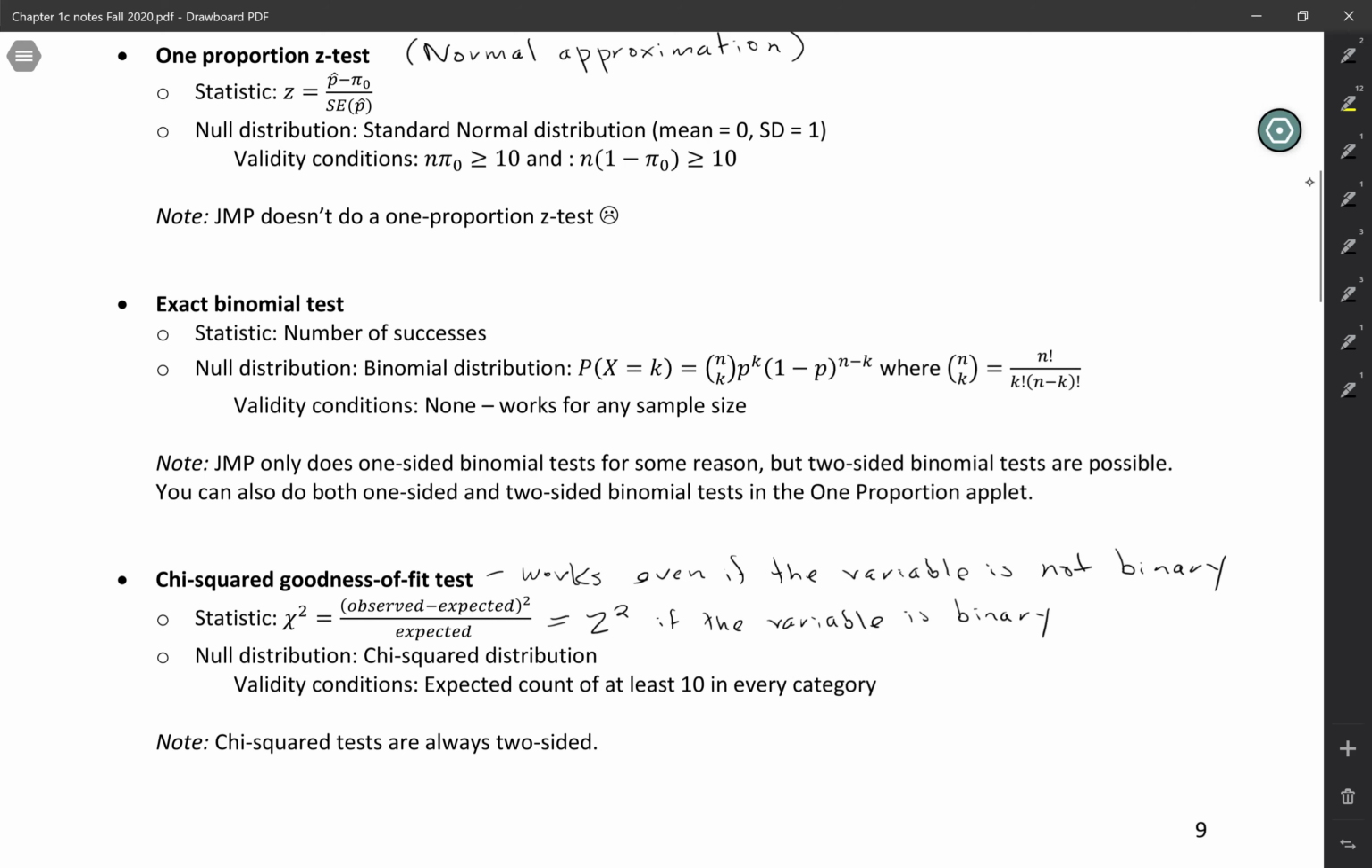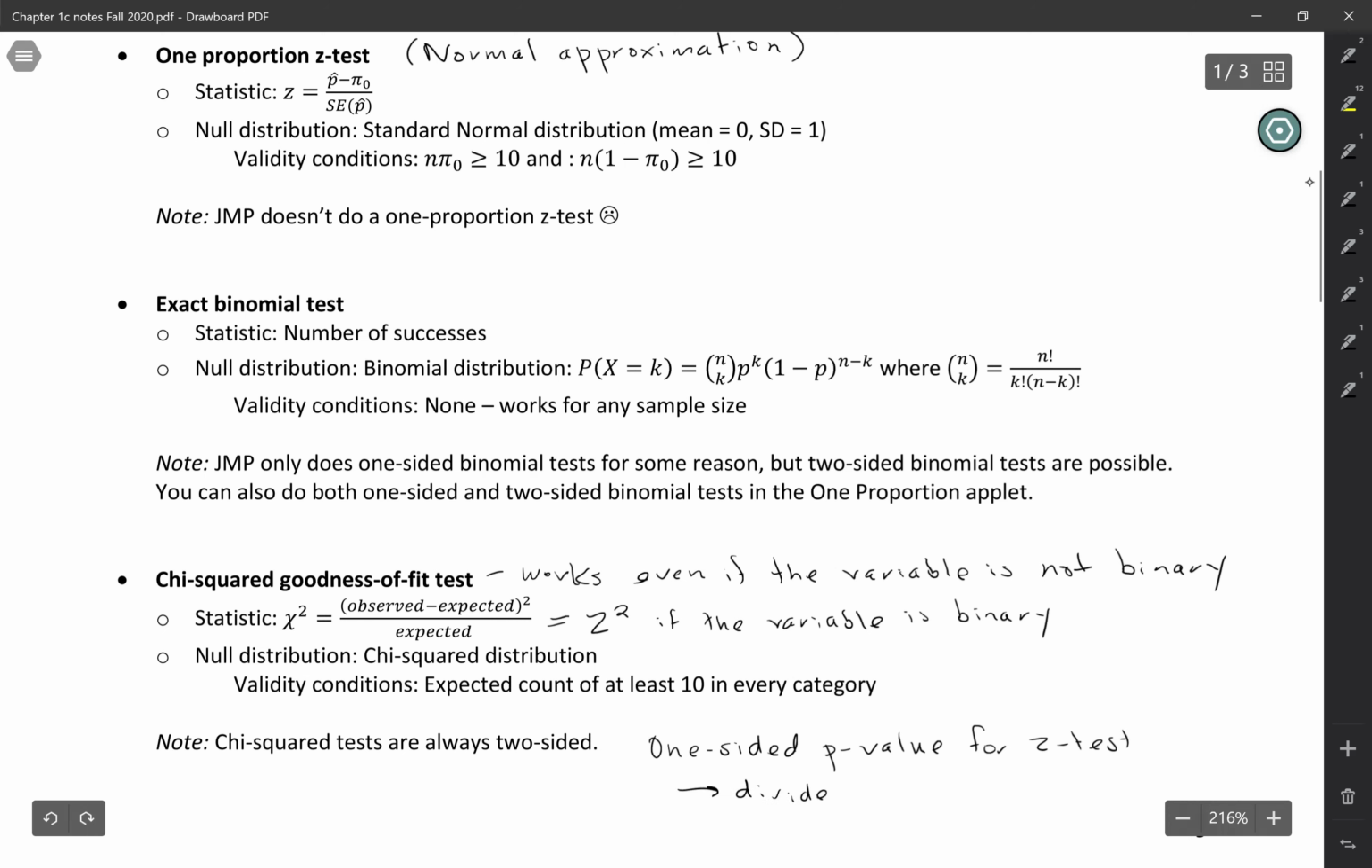So if you want to get a one-sided p-value, like let's say that you were using this as a way to get to a z-test, and you wanted to get a one-sided p-value for your z-test, then you would have to divide the p-value by 2. So take the p-value that you're getting from the chi-squared test and divide it by 2. And the reason this works is because if you think about a z-test, it's using a normal distribution. The normal distribution is symmetric. So if you look at a two-sided test and you want to get to a one-sided p-value, you just divide that p-value by 2.